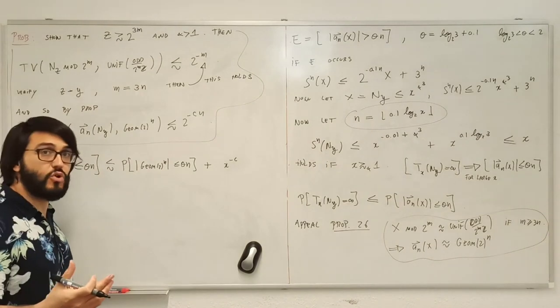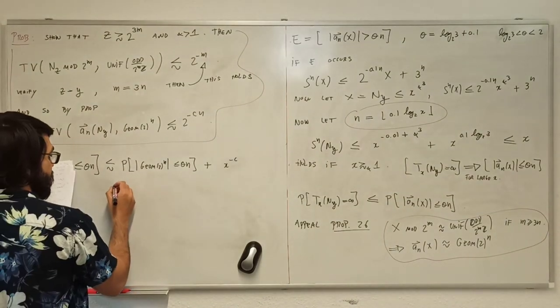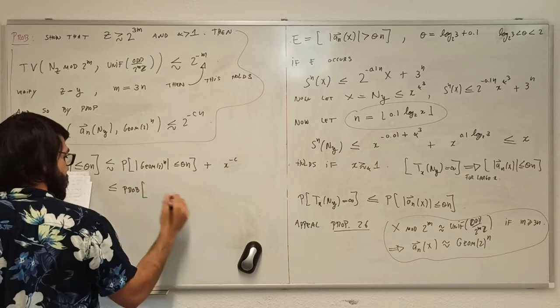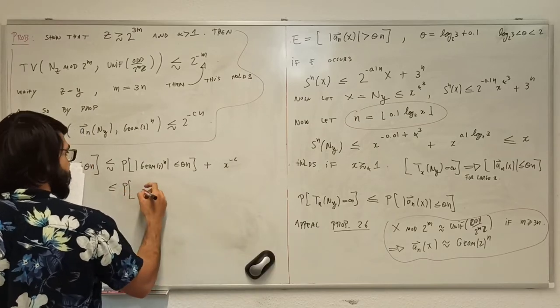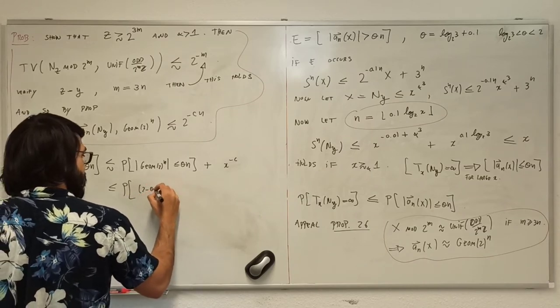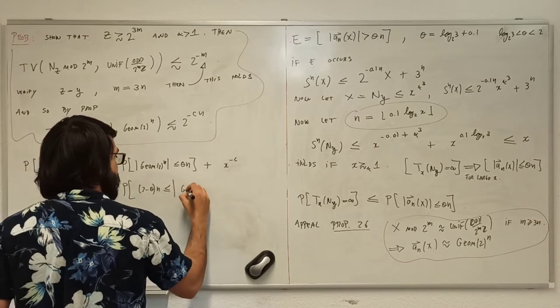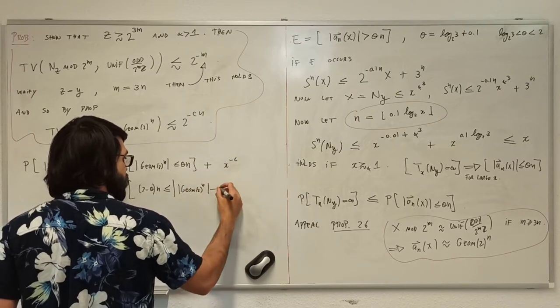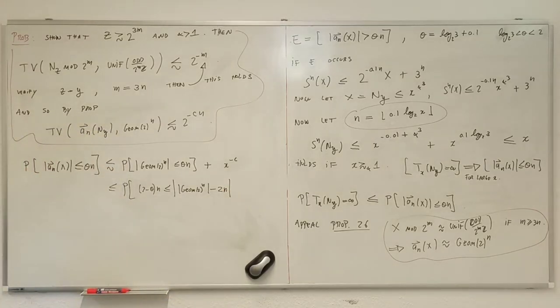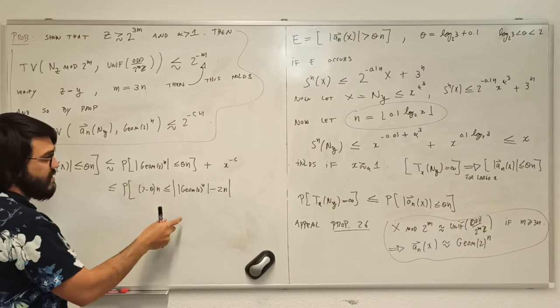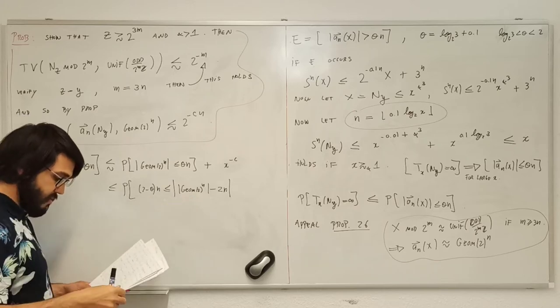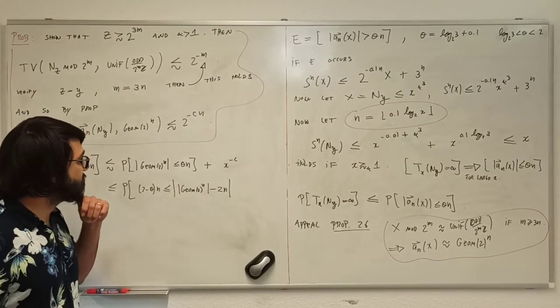And the way we do it is we use the Chernoff type bound. So this probability is less or equal than the probability that 2 minus theta n is less or equal than g ohm of 2 to the n minus the average of this sum, which is 2n. And this is just because of the triangle inequality, because if this is true, then that is true.